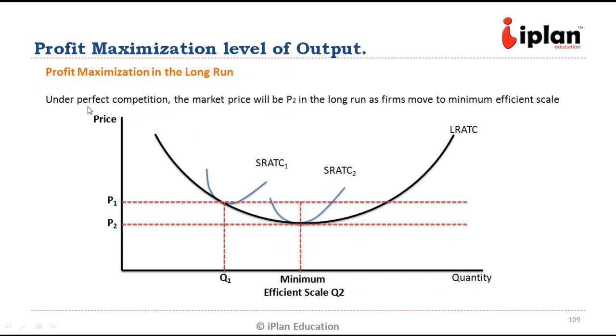So under perfect competition, the market price will be P2, which will be equal to the average total cost here. This is the level of P2, minimum efficient scale. And in the long run, the firms will move to this minimum efficient scale. The price will come down to this under the case of perfect competition. Now let us move to the next concept.